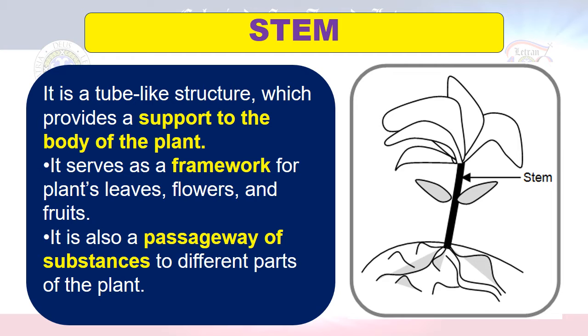To provide mechanical support for a growing plant, stems need to be strong to help move water and nutrients to the further reaches of the plant. Stems are stuffed with little transport pipes in the form of xylem and phloem. It is also the passageway of substances to the different parts of the plant.